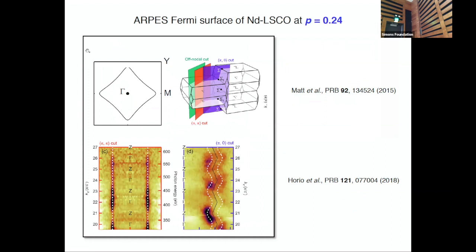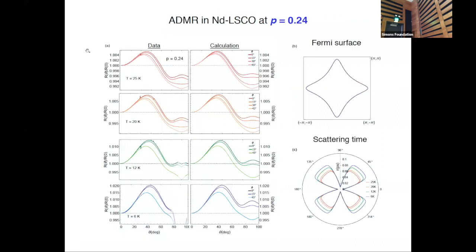Okay. So again, going back to the work of Johan Chang in two papers where they measure the in-plane and also the c-axis dispersion, we know extremely well what the Fermi surface is as a function of kz. So if you take the parameterization of the Fermi surface in terms of t prime, t double prime, tz, and you just take it right over and you calculate in the Chambers formula what you expect for the ADMR, then that's what you get. So this is the data, these are the calculations at different temperatures, so 25, 20, 12, and 6. You lose the data at low temperatures because the in-plane field is not enough to kill superconductivity.